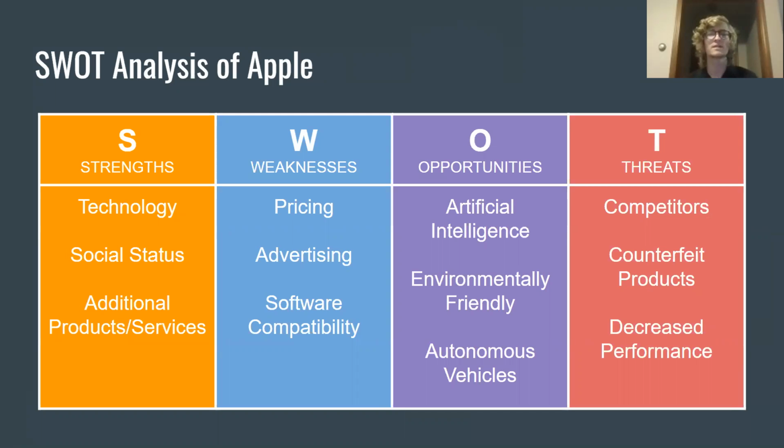For weaknesses: pricing, Apple products can be fairly expensive, therefore targeting the upper middle class and high class. Advertising, Apple does have some advertising. They don't have as much as some other companies.